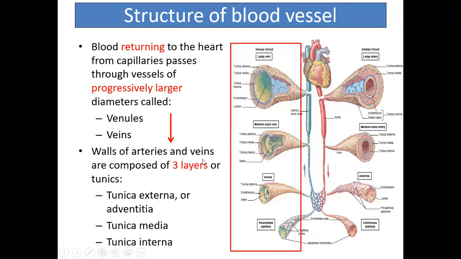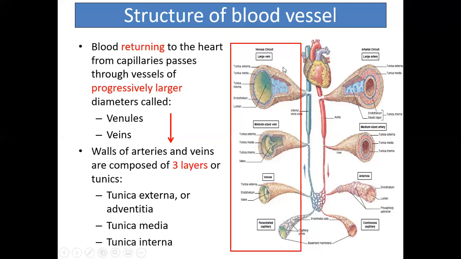And the wall of the arteries and veins is composed of 3 layers or tunics. The other term for the layers is tunic. Tunics means layer. So we have the tunica externa, or the other name for this tunica externa is tunica adventitia. And we also have tunica media. This is the middle layer, and the innermost layer is the tunica interna.